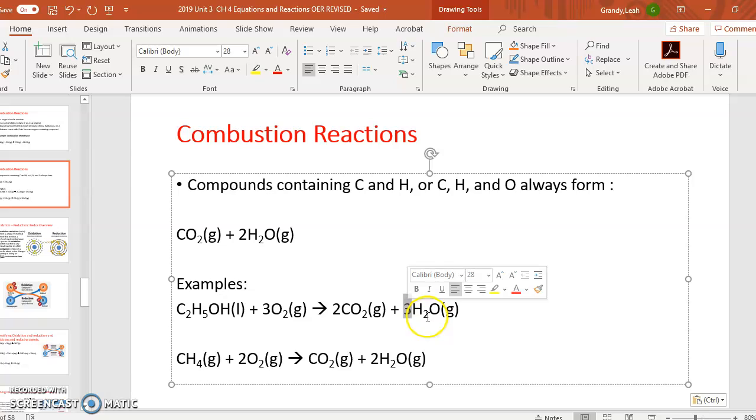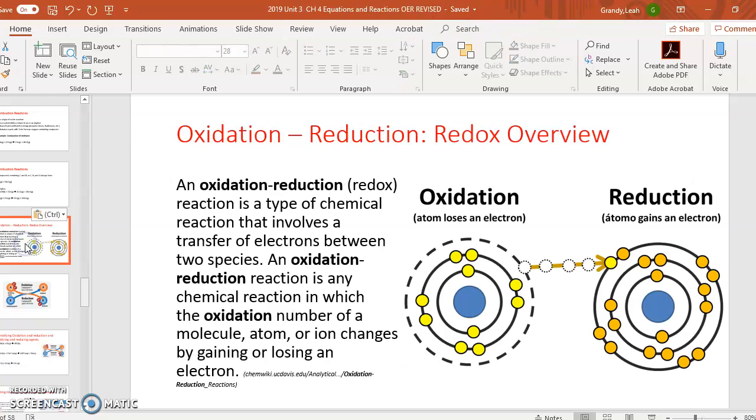They are for balancing, whereas these small numbers underneath, the 2 and the 2 and the 5 and the 2 here and the 2, these are subscripts. And these are there to show us the chemical formula of each of those. So let's head into what's called redox, into oxidation and reduction.